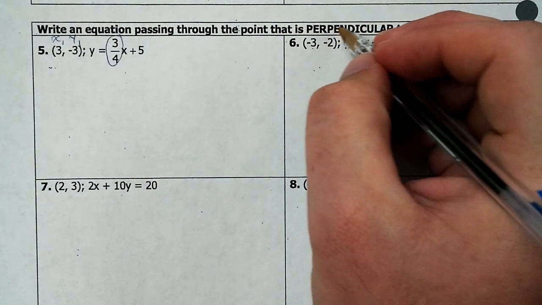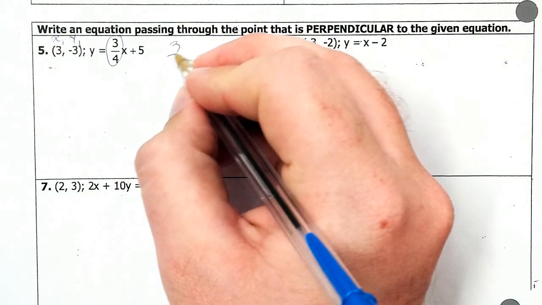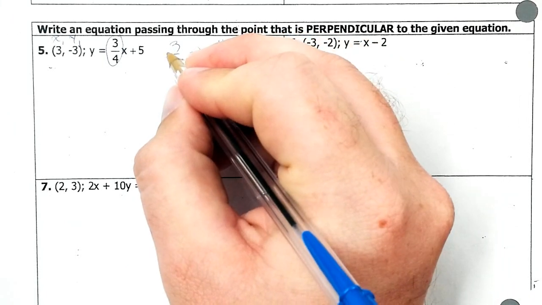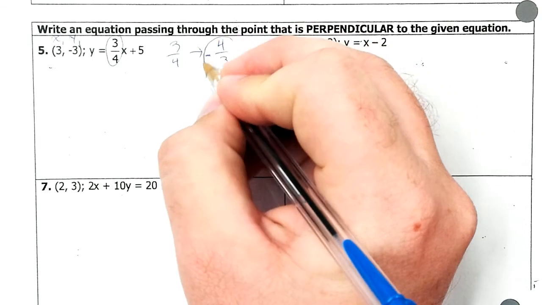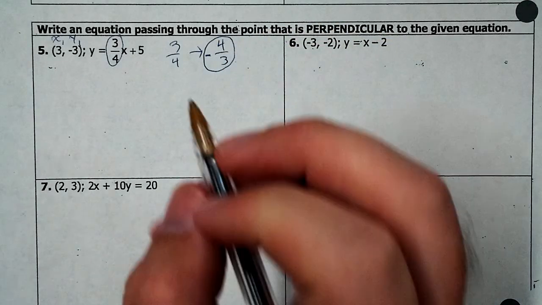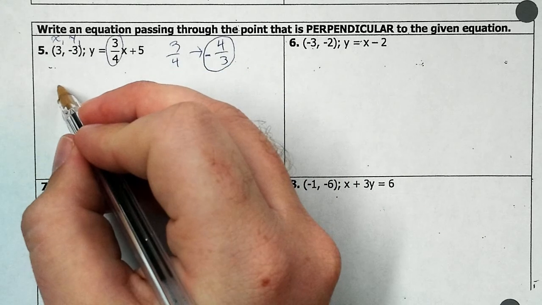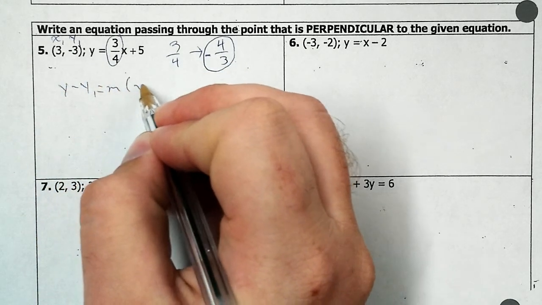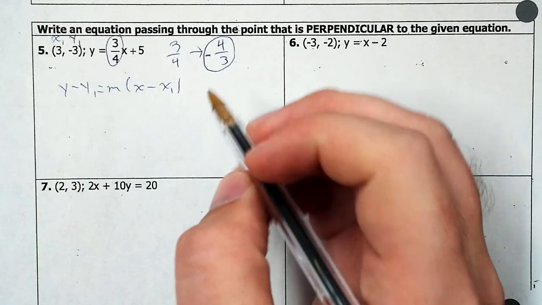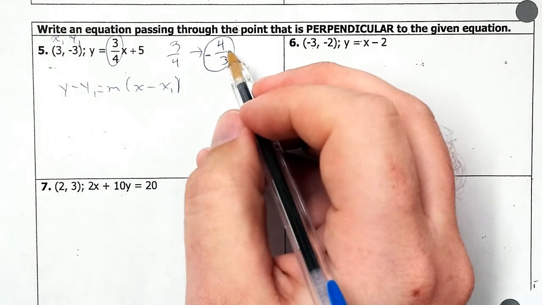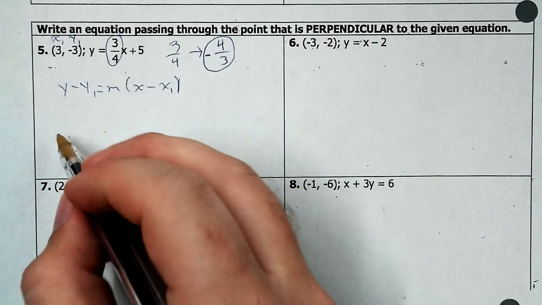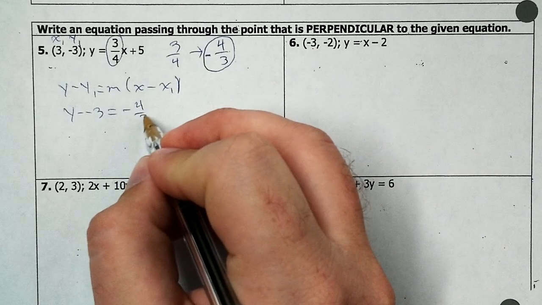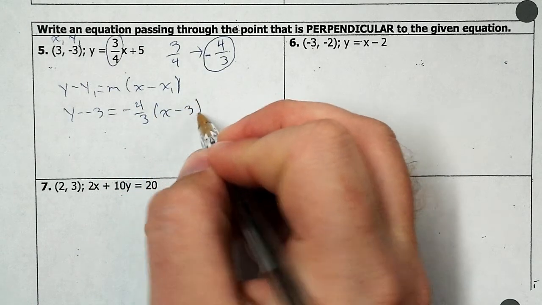Now remember, when it says perpendicular, we have to take our slope, we have to flip it, and then change the sign. So since this was positive, this is going to be negative. So this is the slope we'll use for my perpendicular line. So in our formula, y minus y1 equals m times x minus x1, we're just plugging in my slope, -4/3, and this point. So y minus -3 equals -4/3 times x minus 3.